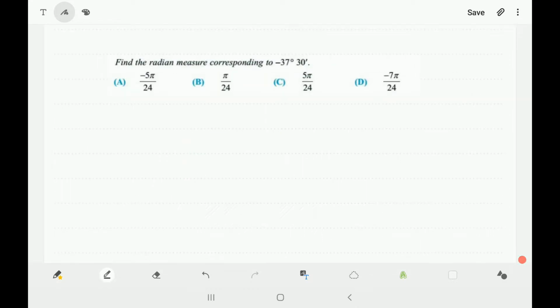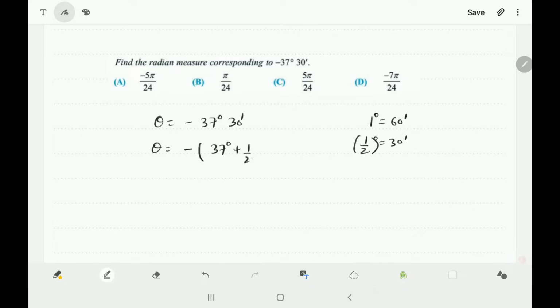In this problem, we have to find the radian measure of this angle. So let's consider this angle as theta, which is minus 37 degree 30 minutes. We have to convert this into radians. Now you already know that 1 degree is equal to 60 minutes. So half degree will be equal to 30 minutes. So we can write this theta as minus of 37 degree plus half degrees. So this term will be written as minus of 37.5 degrees.